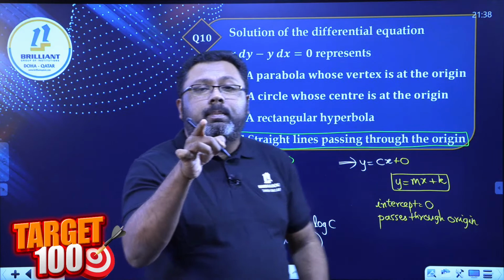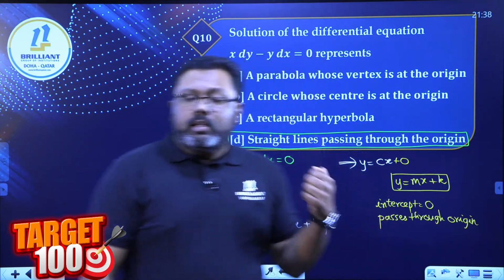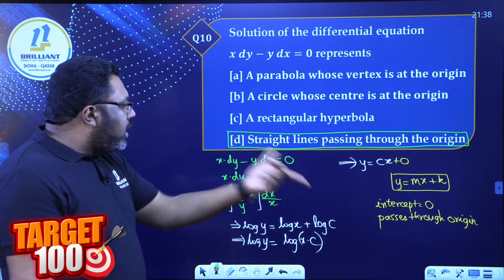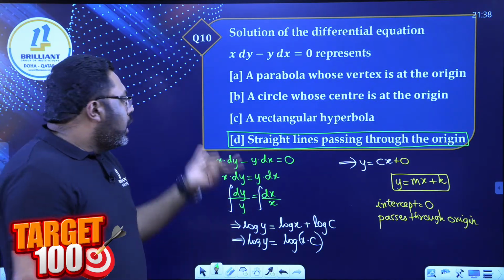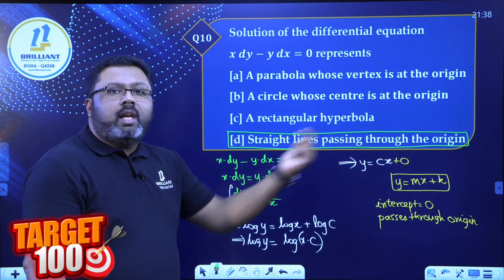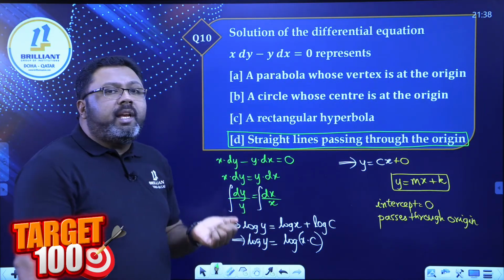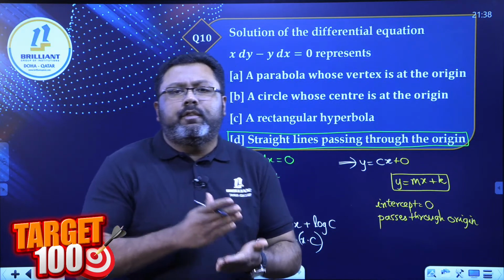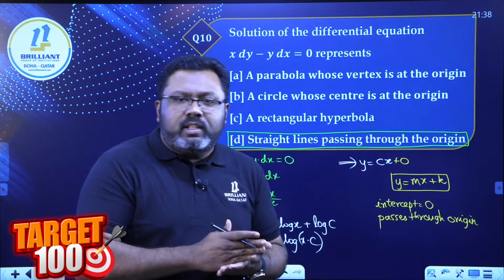This is another anticipated question. I have one more question like this coming later on. But this is a simple question which can easily come for MCQ. Straight lines passing through the origin. Just by solving it, you should be able to identify. And you have been taught to identify the different types of curves which you learned in 11th standard.